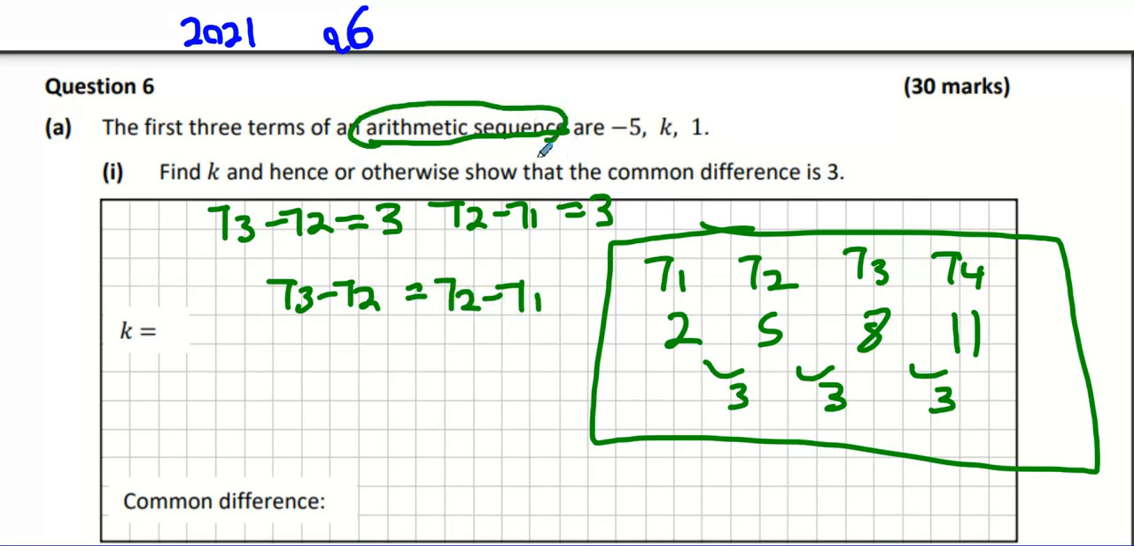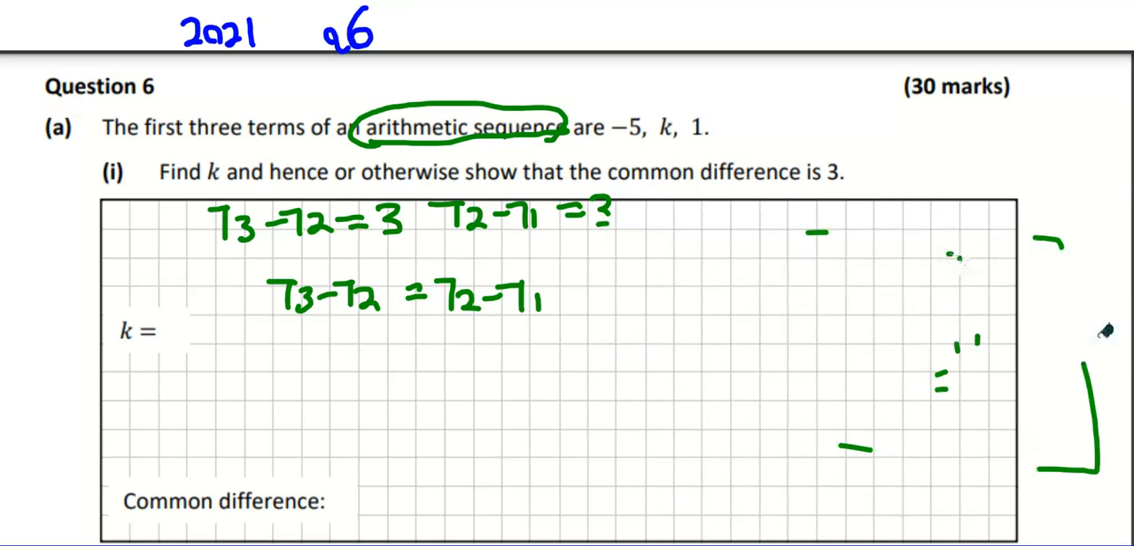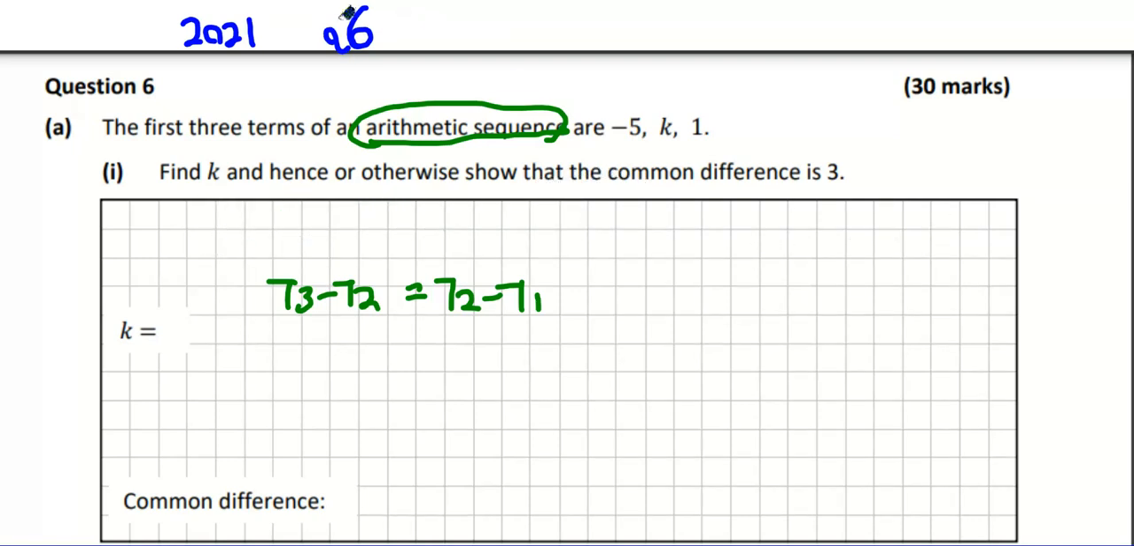The gap for any arithmetic sequence means that T3 minus T2 will always equal T2 minus T1, provided the sequence is arithmetic. So using this common knowledge, basically this is your T1, that's your T2, and that's your T3. And we can set up this formula here: T3 take away T2 is the same as T2 take away T1.